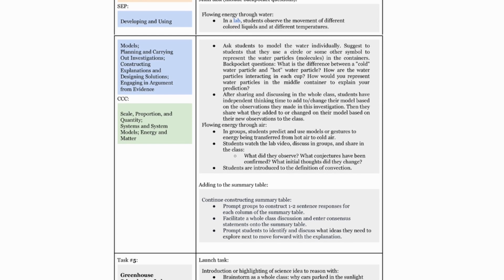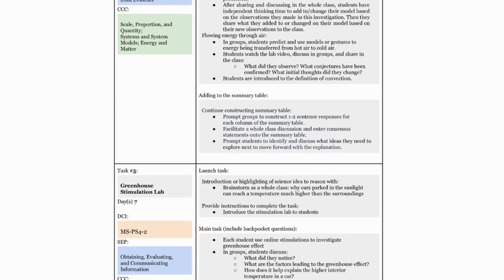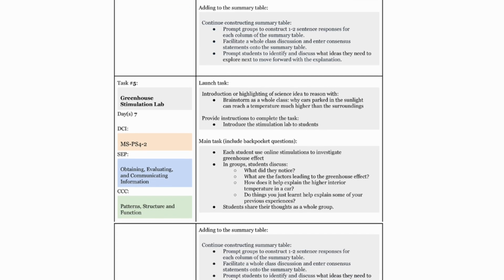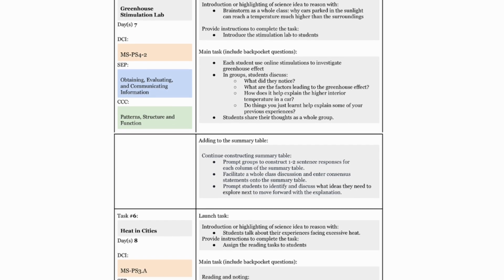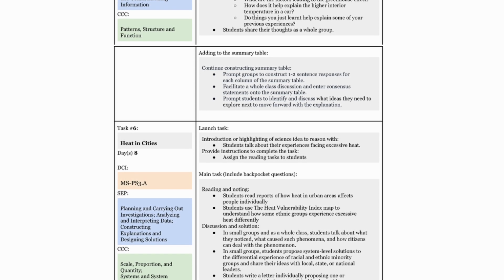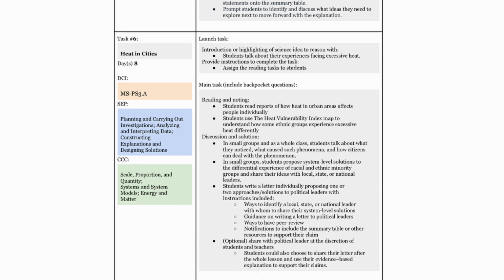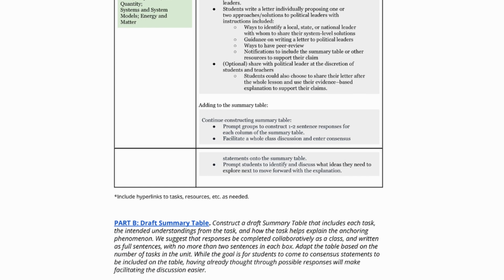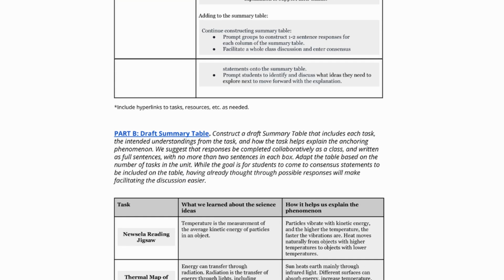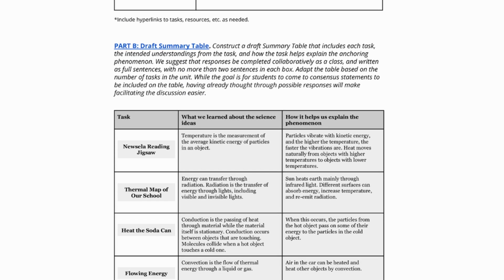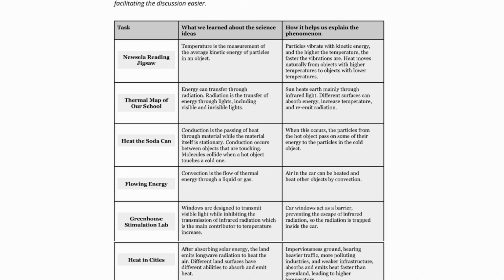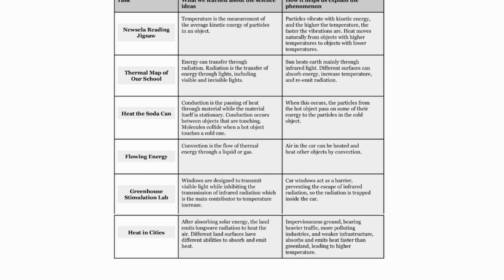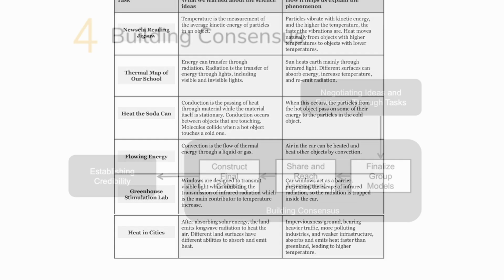Midway through, students revise their models and hypotheses based on what they've learned so far. After each task, the class fills out the summary table to come to consensus on what they learned and how it helps them explain the phenomenon. Even though we construct the summary table together as a class, we first create a draft version in the template to help us think through possible responses ahead of time to make the facilitation of the discussion easier.